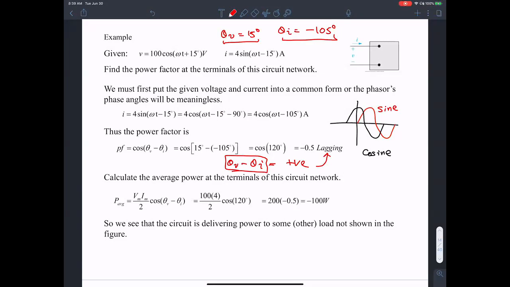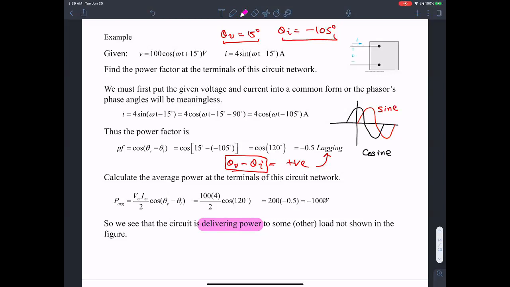We can calculate the average power at the terminals of this network. The average power, if you remember, is simply Vm Im over 2 cos of theta v minus theta I. There is no omega term. Remember, that's the idea of average power. You plug in the numbers, you get negative 100 watts. The negative term signifies that the circuit is delivering power to the load.